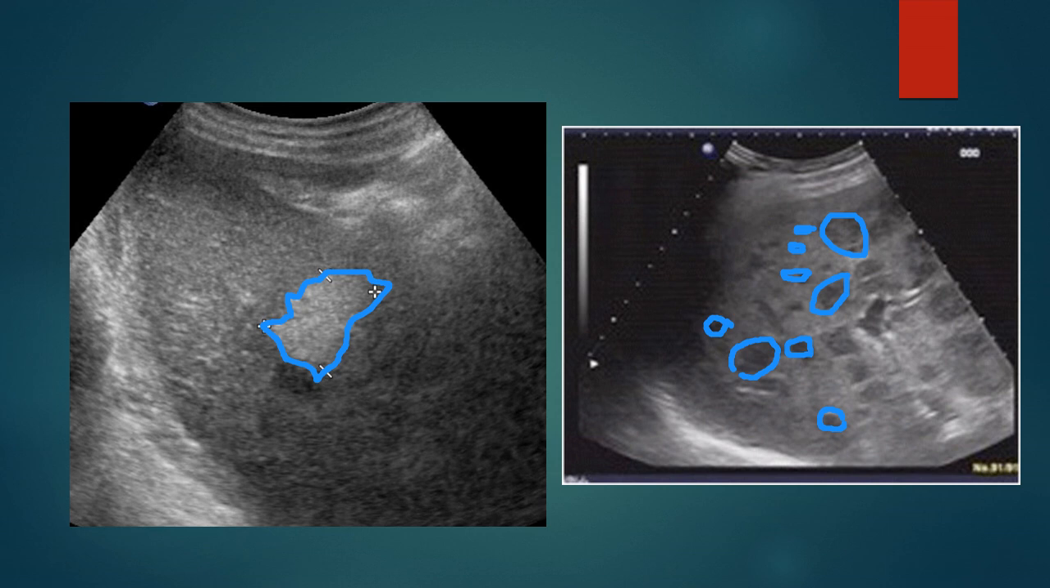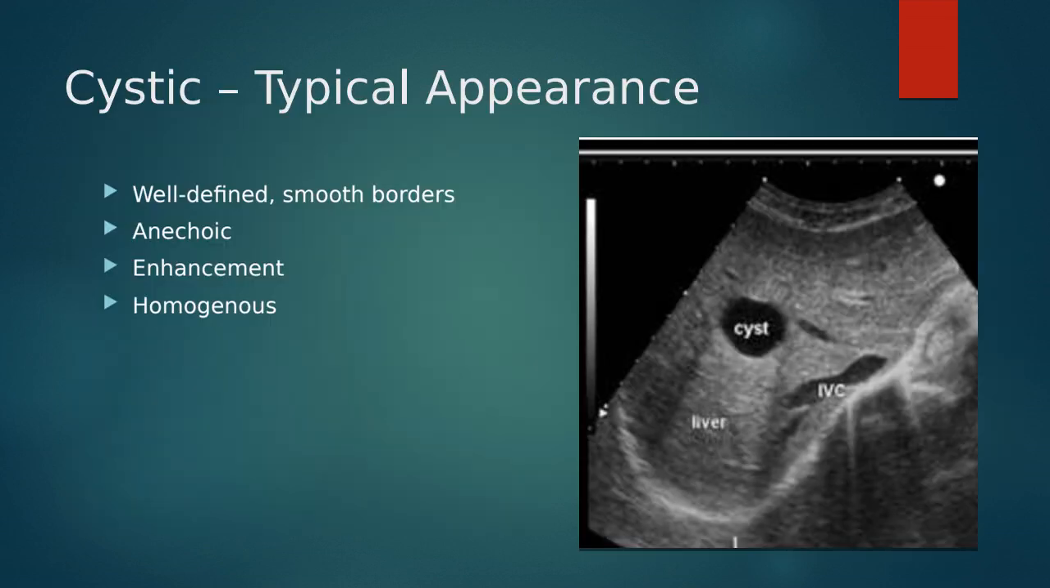Okay, so when we term something as cystic, it has to represent a completely anechoic echogenicity, or rather just non-echogenicity, no internal echoes. We want to see that it has enhancement, it's homogeneous, well-defined, smooth borders. So here we have a picture of a liver cyst.